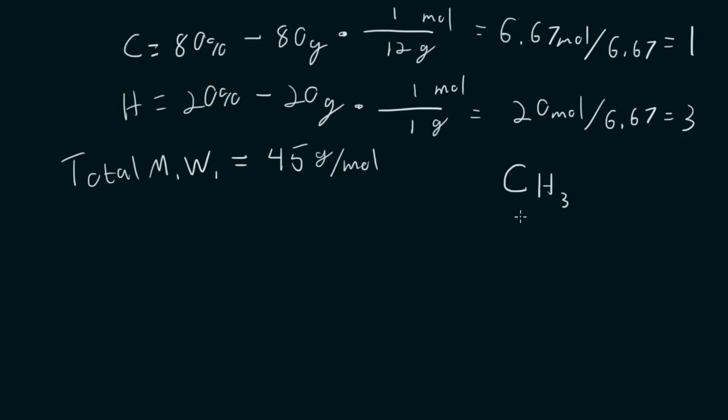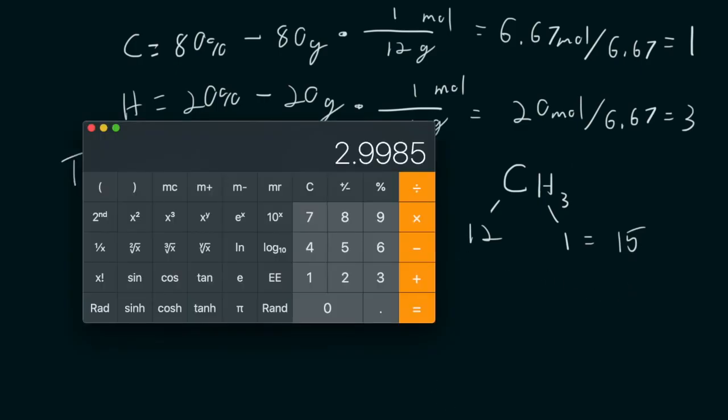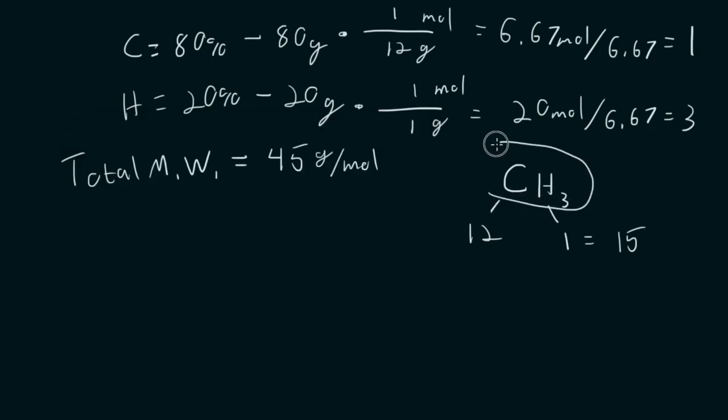Now what's going to be my actual molecular formula? Well, for this, I'm going to figure out what's the molecular weight of just my basic units? So this is going to be 12. This is going to be 1 apiece. So 12 plus 1 times 3 is going to be 15. So how many times does 15 go into 45? 45 divided by 15 is going to give me 3. So I'm going to multiply this whole thing by 3. So that means I'm going to get C3H9. And that will be my total molecular weight. That'll be my actual molecular formula. There we go.